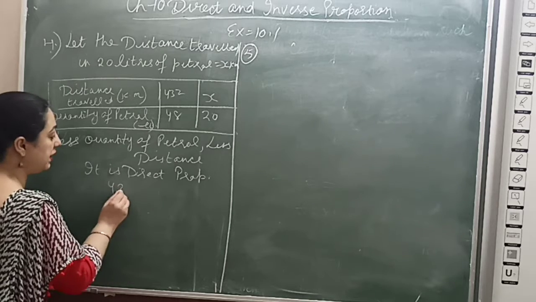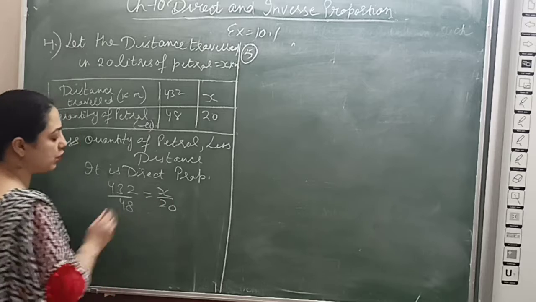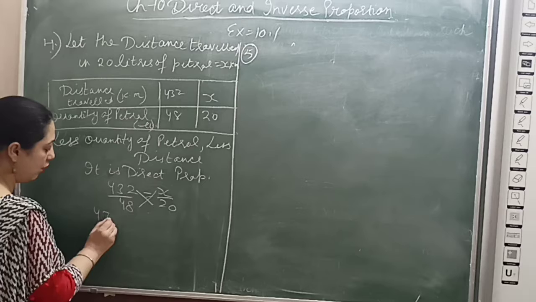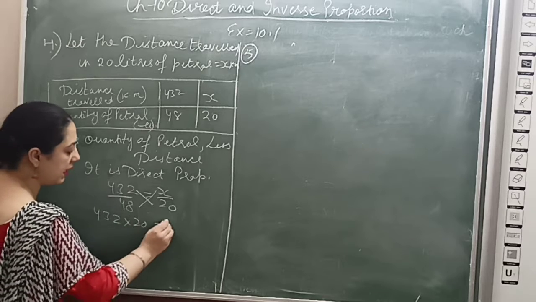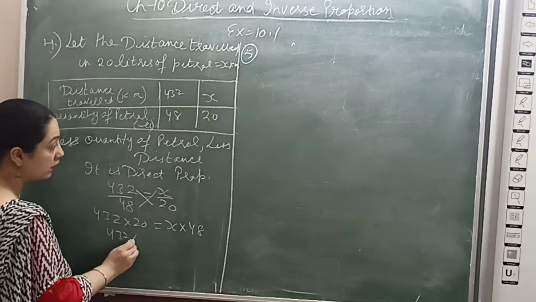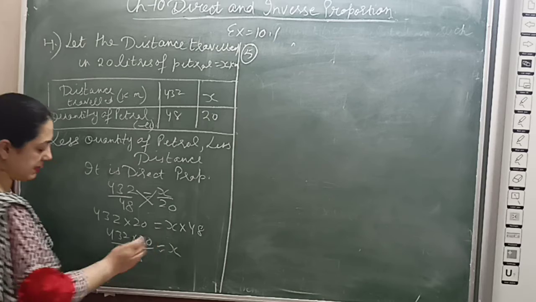Now I write down 432 over 48 equals x over 20. By cross multiplying, we will find the value of x. 432 into 20 is x into 48. Now 432 into 20 over 48 is x.